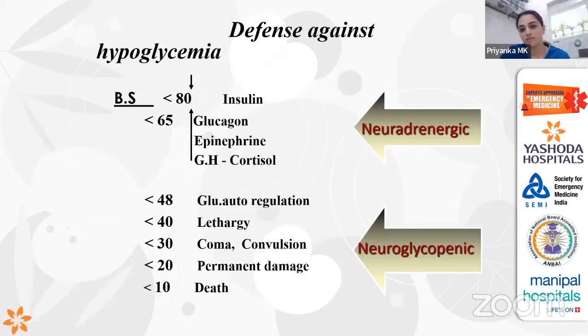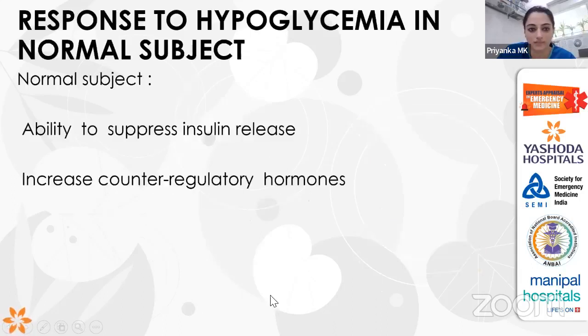So what is the pathophysiology? When the blood sugar falls less than 80, insulin secretion is suppressed and there's neuroadrenergic stimulation. When it's less than 65, there's an increase in glucagon, epinephrine, growth hormone, and cortisol. As the sugar levels keep dropping, glucose autoregulation takes a hit, neuroglycopenia sets in, and the patient goes into lethargy, coma, convulsion, and at less than 20 to 10, there's permanent damage and death.